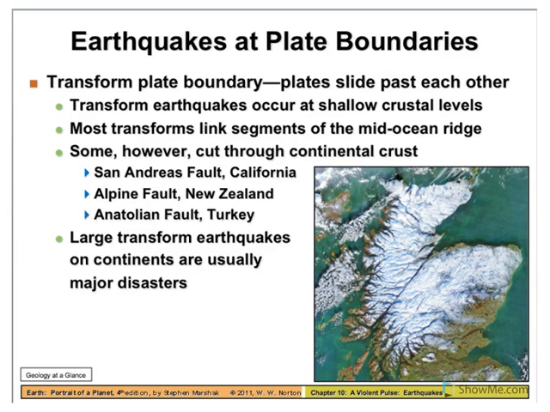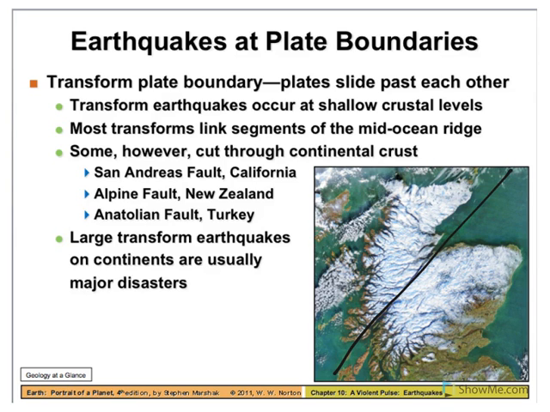Now let's take a look at our transform boundary. So here we have a transform boundary. Maybe you don't see it, but it's right there. Transform boundaries, again, is where our plates are sliding past each other. And since they're sliding past each other, generally what we see is these tend to be pretty shallow focus earthquakes as well, just like those divergent boundaries. Most of our transform boundaries are associated with divergent boundaries, at our mid-oceanic ridges.